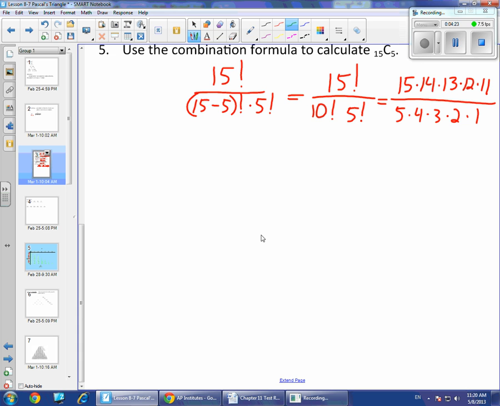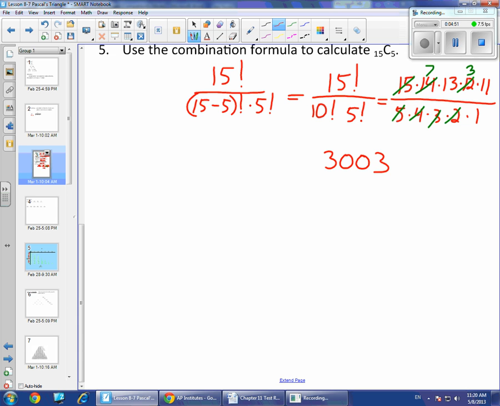And you can still cancel stuff out. So for instance, 5 times 3 is 15, so that goes away. 4 goes into 12 3 times. 2 goes into 14 7 times. So you would just have to do 7 times 13 times 3 times 11. Okay? And the answer you get is 3003. So just be comfortable filling out that formula and make sure you know that formula. Okay? Now, that's all the old stuff.